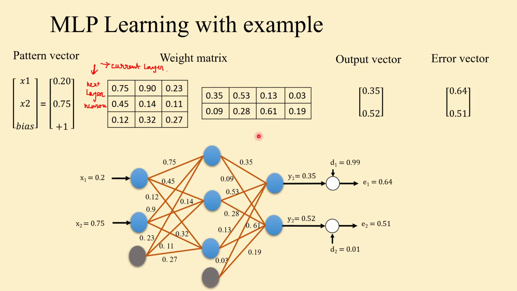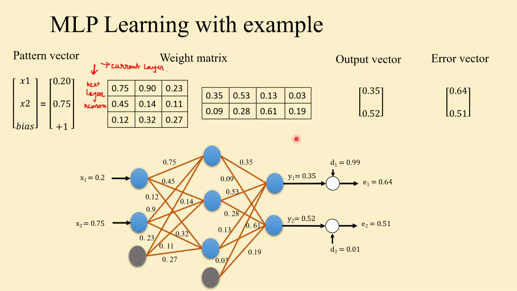Now similarly, the set of weights between the hidden layer and the output layer is represented by 2 cross 4, because I have 2 output neurons, that's why 2 rows, and 4 from the hidden side: 3 are neurons and 1 is bias, so the number of columns is 4.